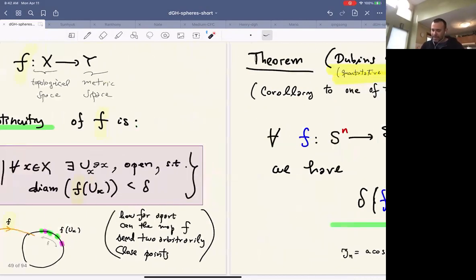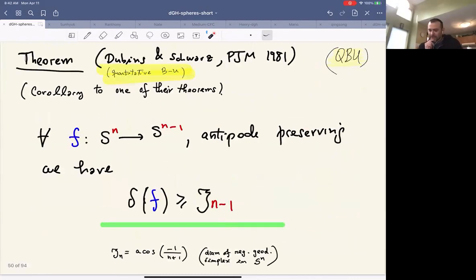And the theorem that Dubins and Schwartz proved, and this is a corollary to one of their theorems, is that for any map, not necessarily continuous, right? We know that we cannot have a continuous map. So for any map F from Sn to Sn-1, antipole preserving, the modulus of discontinuity of that map has to be lower bounded by some number zeta n-1 that admits a precise formula. And I will explain in a minute what that number is.